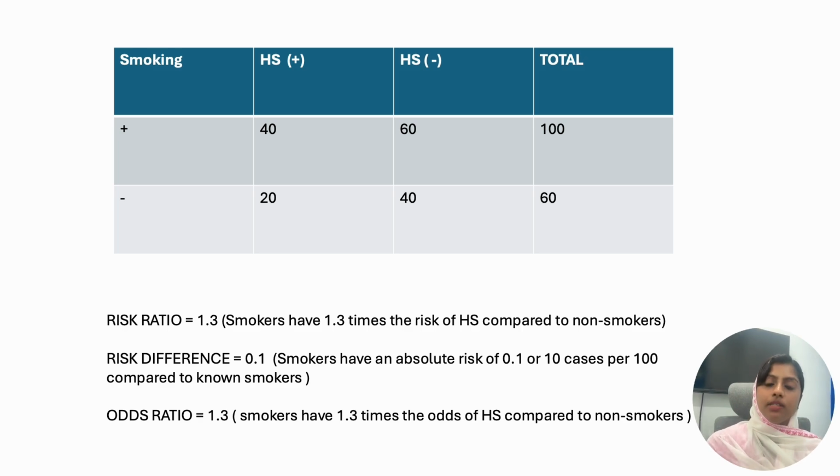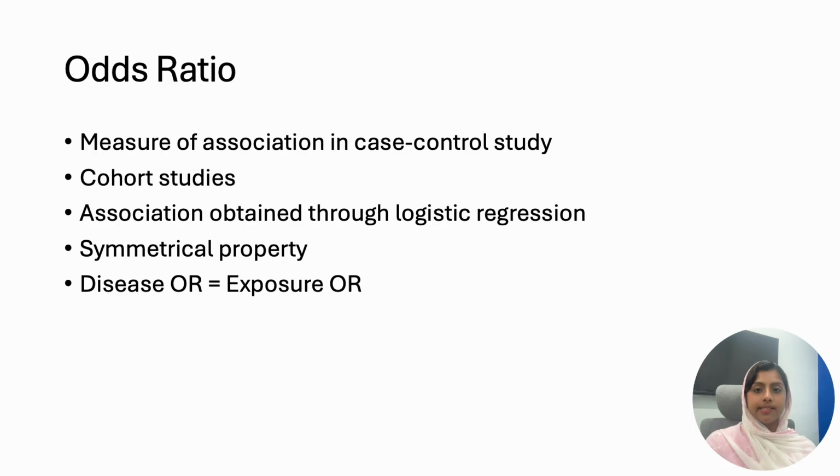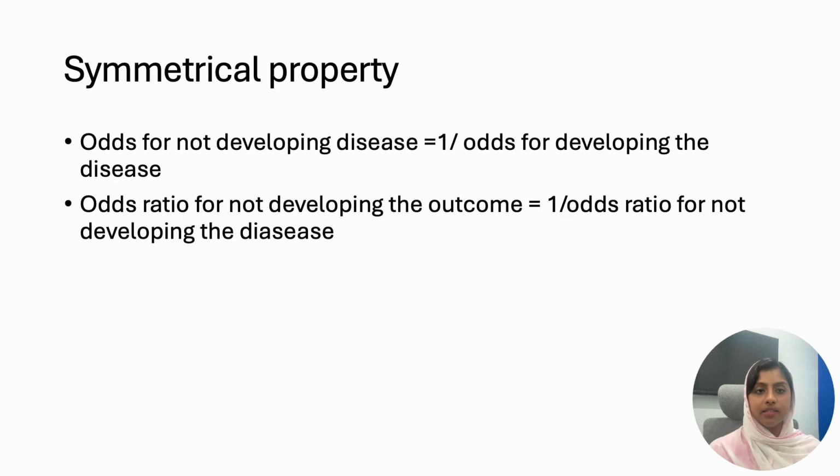Now we'll discuss the odds ratio. The odds ratio is a type of measure of association primarily used in case control studies, but it can also be used in cohort studies, and it can also be obtained through a statistical method called logistic regression, which helps to control for other factors that can contribute to the outcome. We'll learn about that later. And then there is a symmetrical property, where the odds for not developing the disease is 1 by the odds for developing the disease. And then the disease odds ratio will be equal to the exposure odds ratio. We'll depict that in the following slides.